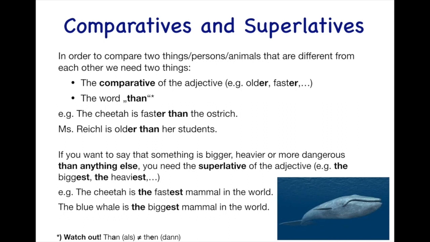Also, wenn ich jetzt sagen will, dass was größer, schwerer, gefährlicher ist als alles andere, also das, was eben das Größte, das Schwerste oder das Gefährlichste ist, dann verwende ich den Superlativ. Und das wäre in dem Fall zum Beispiel the biggest, the heaviest. Oder um es mit den Sätzen zu sagen, die unten stehen, der Gepard ist das schnellste Säugetier der Welt. Oder der Blauwal ist das größte Säugetier der Welt.